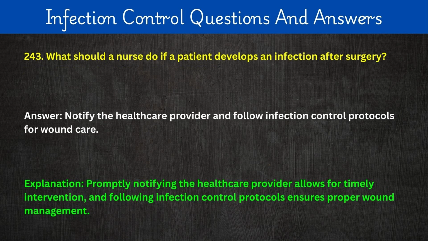243. What should a nurse do if a patient develops an infection after surgery? Answer. Notify the healthcare provider and follow infection control protocols for wound care. Explanation. Promptly notifying the healthcare provider allows for timely intervention, and following infection control protocols ensures proper wound management.